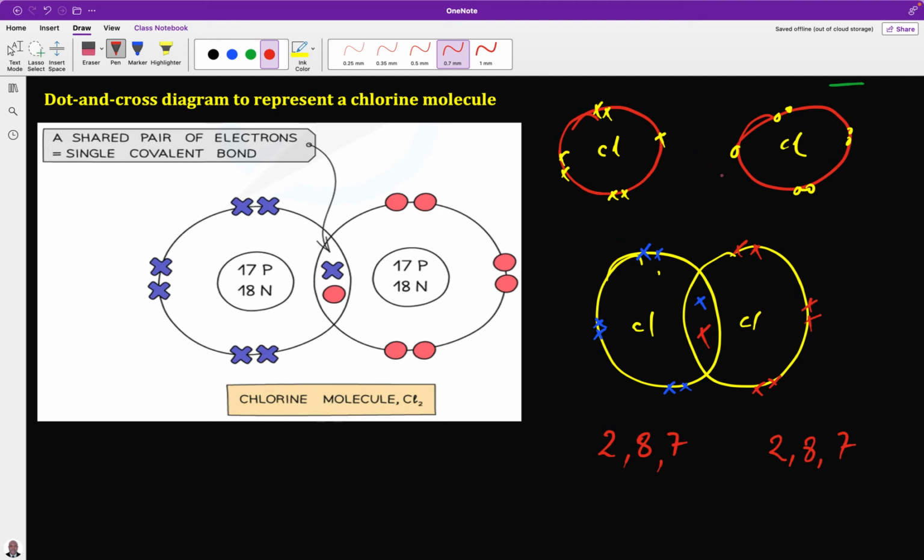This electron here is the one that goes into the sharing. They share it, and that's what gives the chlorine that structure. These are the electrons going in for the pairing. And that is how you can have a chlorine molecule: a chlorine plus a chlorine gives a chlorine molecule.